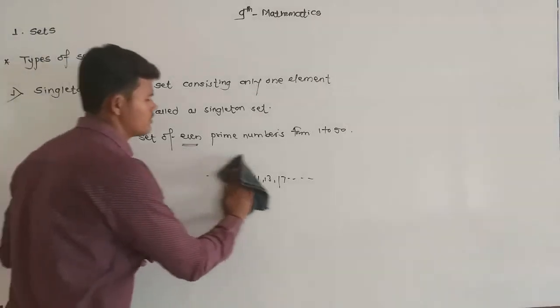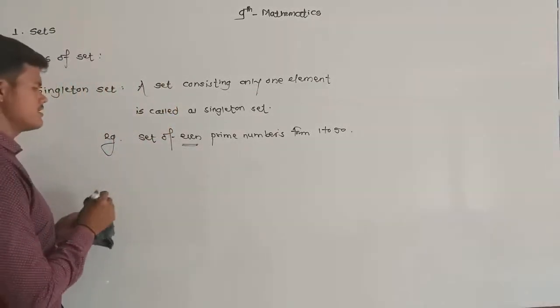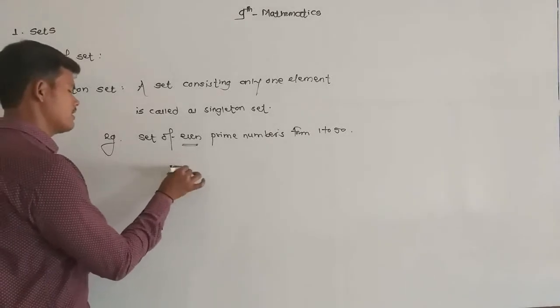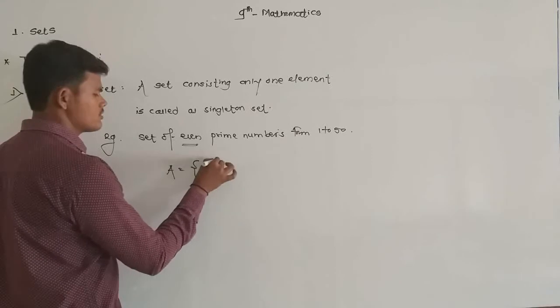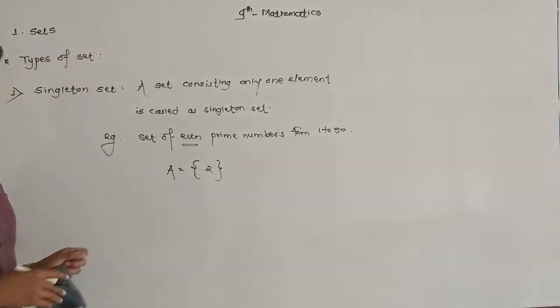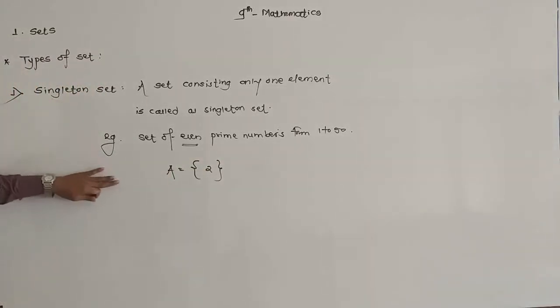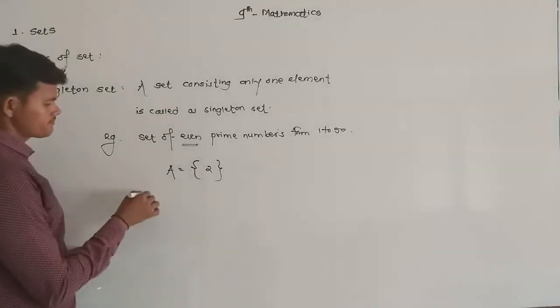So we have to write this set as: write the set name in capital, and write all the elements within curly brackets. So in this set, 2 is the only element. This is what a singleton set is, that is, the set of even prime numbers from 1 to 50. Let's take another example.